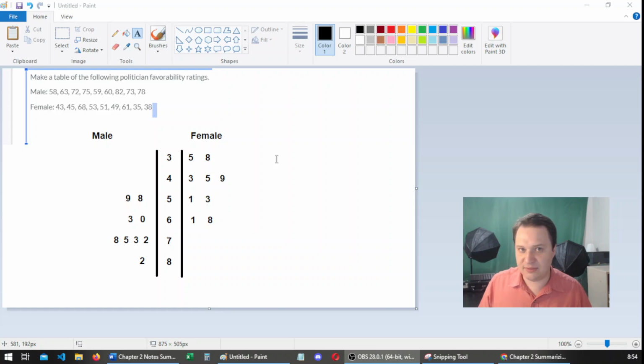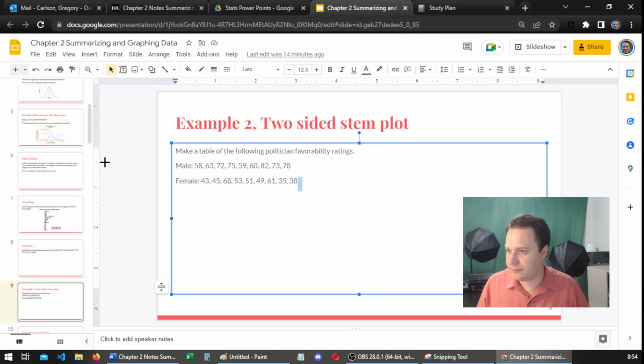There is a lot of money in focus groups, and you can get paid to participate in them if you'd like. So hopefully you see that this two-sided stem plot is useful, and you can see that you can represent data for different groups and compare them. Okay, let's go back to the PowerPoint.